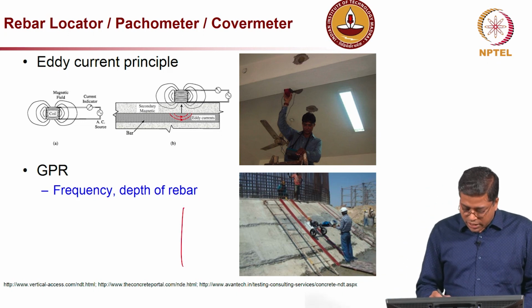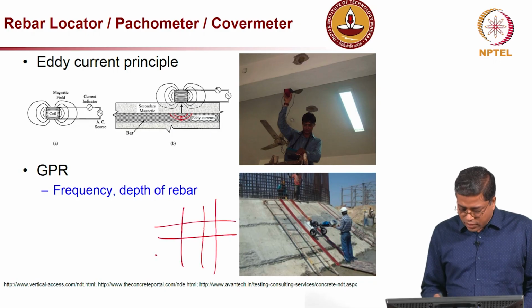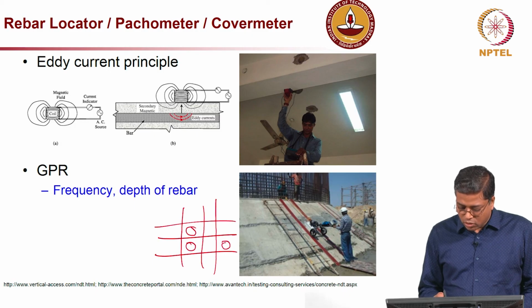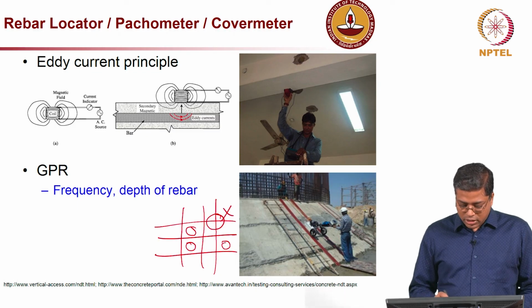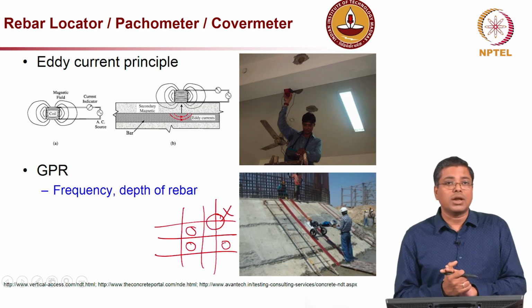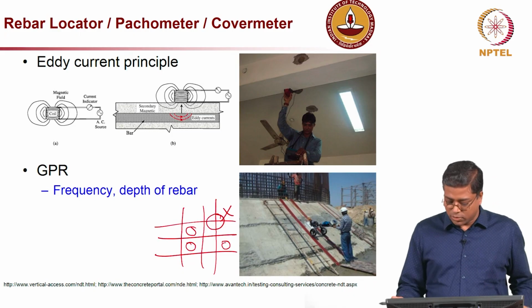So, if you have a rebar grid like this, make sure that you are coring something like this. These are the locations where you can core, and not something like this. This is not a good idea. Okay. So, you should not cut the rebars while trying to inspect the concrete structures.